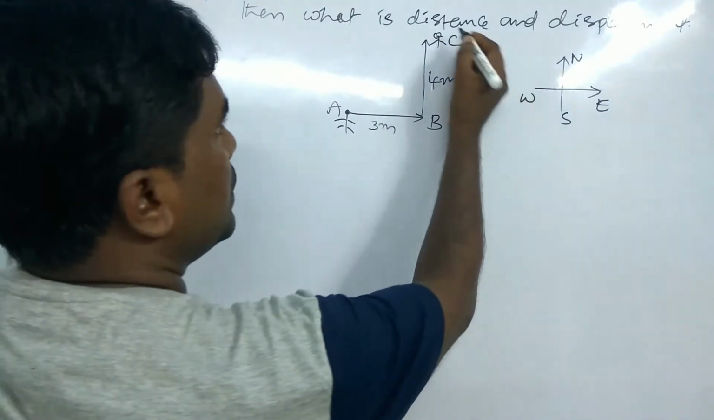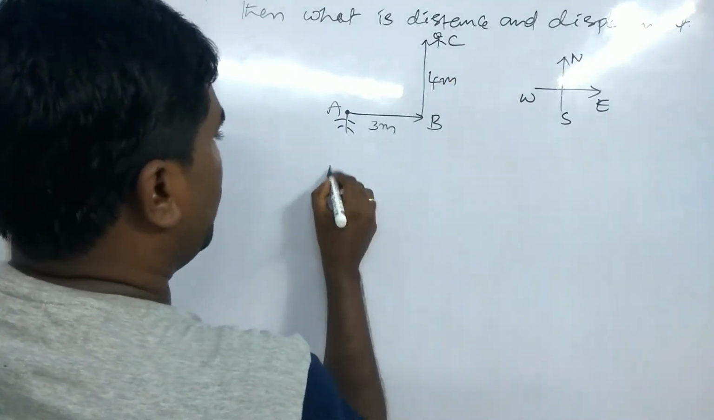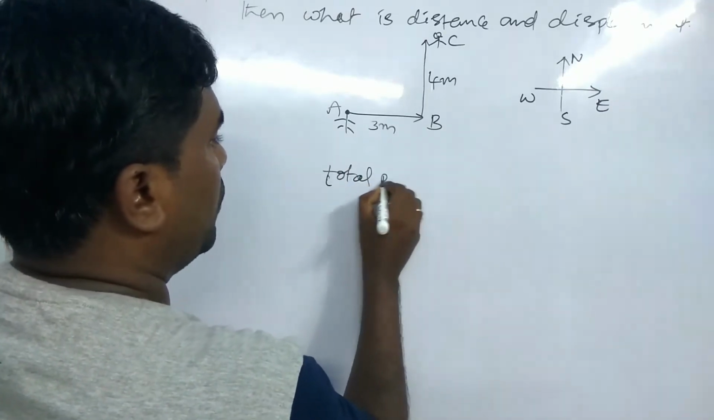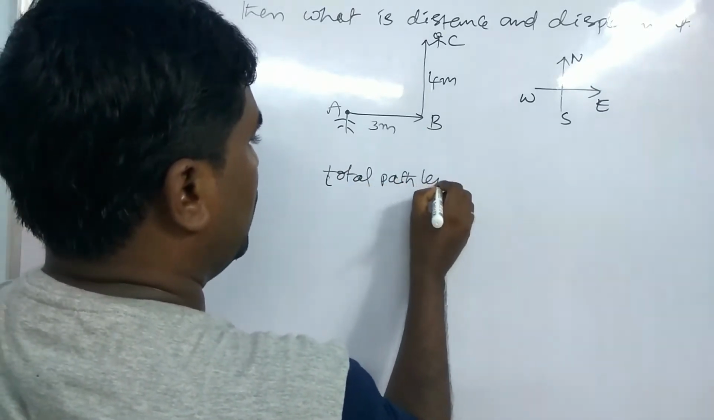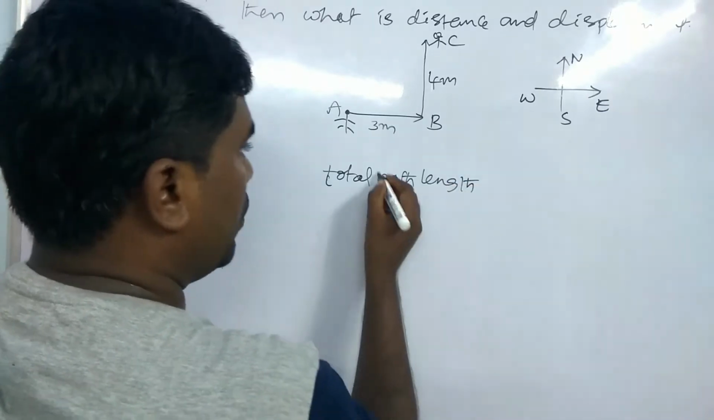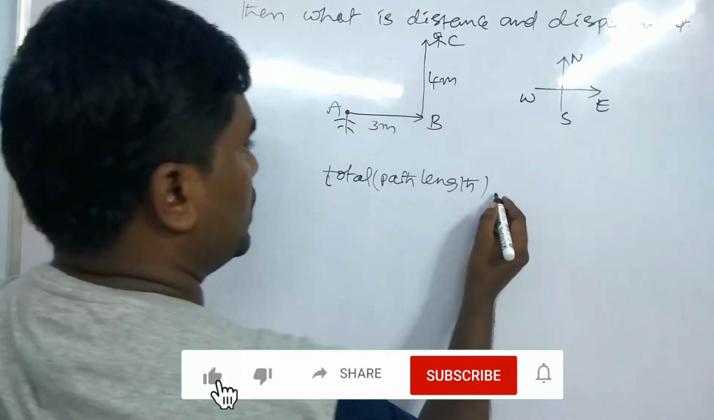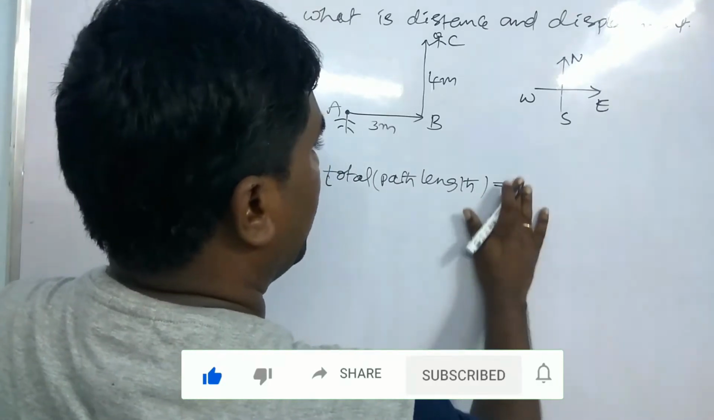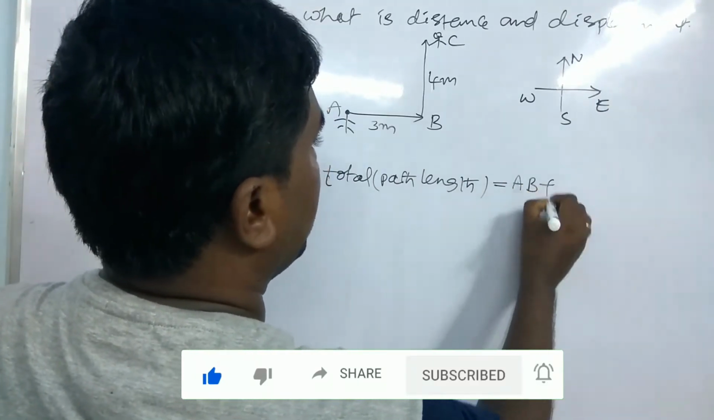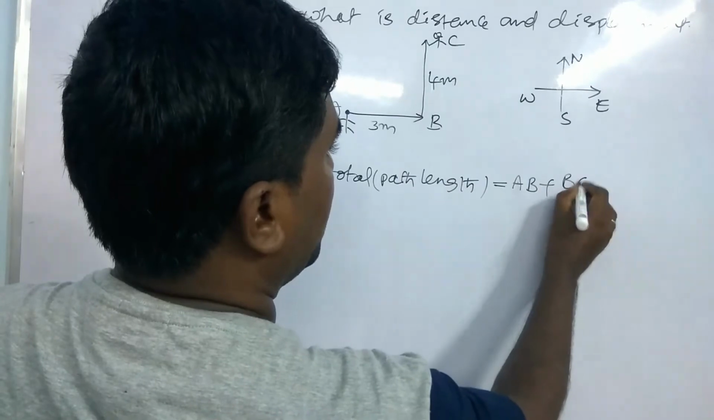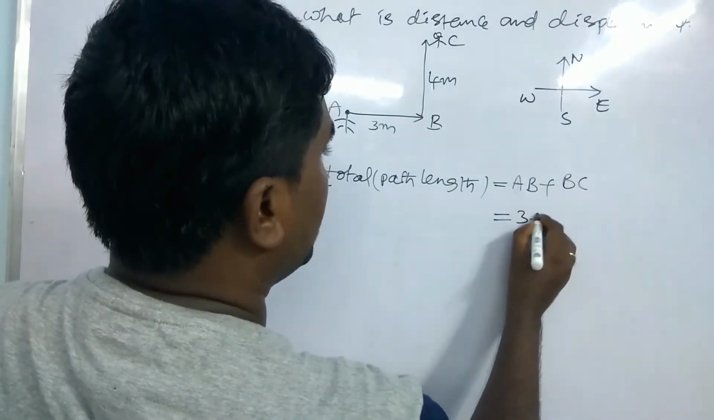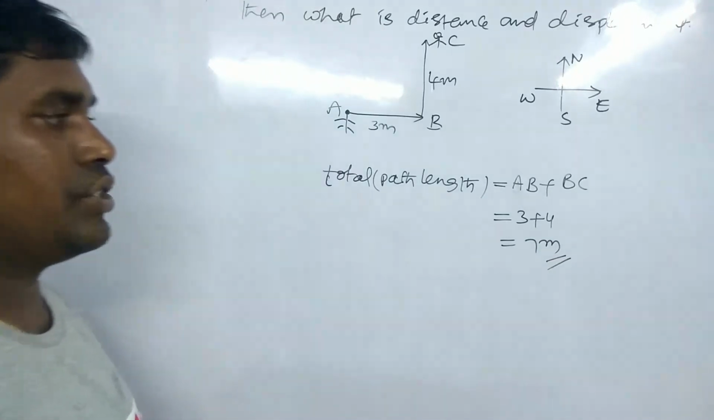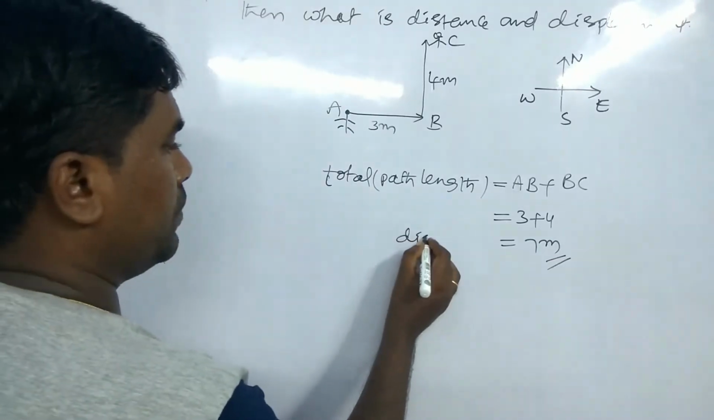So the distance is nothing but the total path length covered by the person. Distance may be called path length also. Distance, the total path length, is equal to AB plus BC. It is equal to 3 meter plus 4 meter, which is 7 meter. This is the distance of the person.